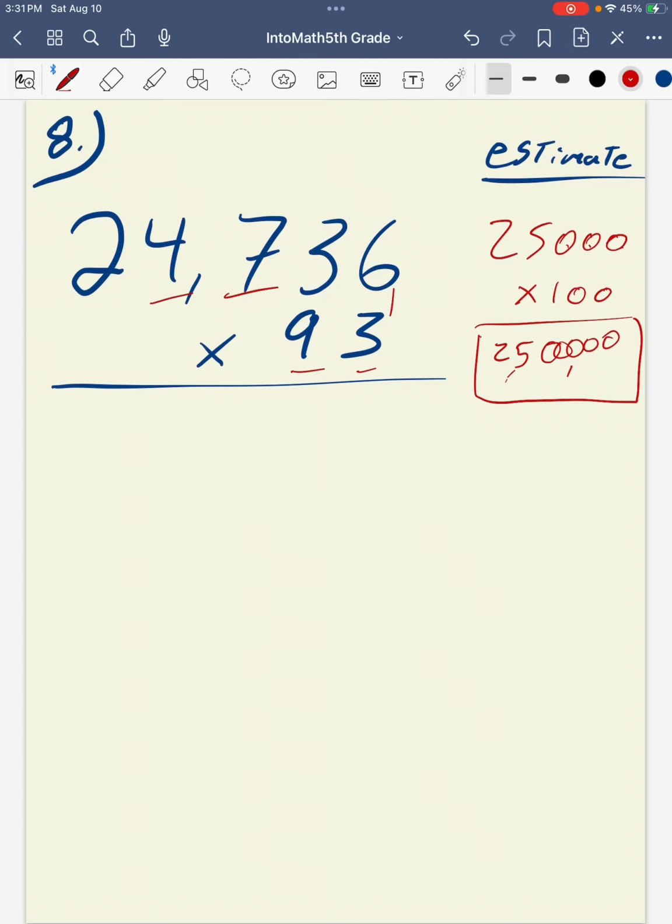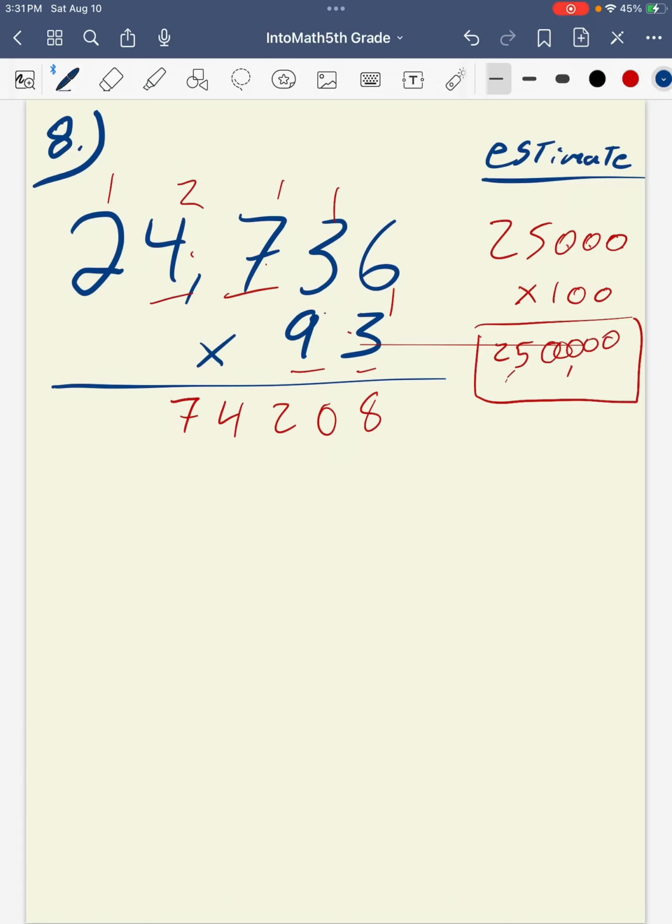Now I can multiply starting with my ones. 3 times 6 is 18. 3 times 3 is 9 plus 1 for 10. 3 times 7 is 21 plus 1 for 22. Carry my 2. 3 times 4 is 12 plus 2 for 14. And 3 times 2 is 6 plus 1 for 7.